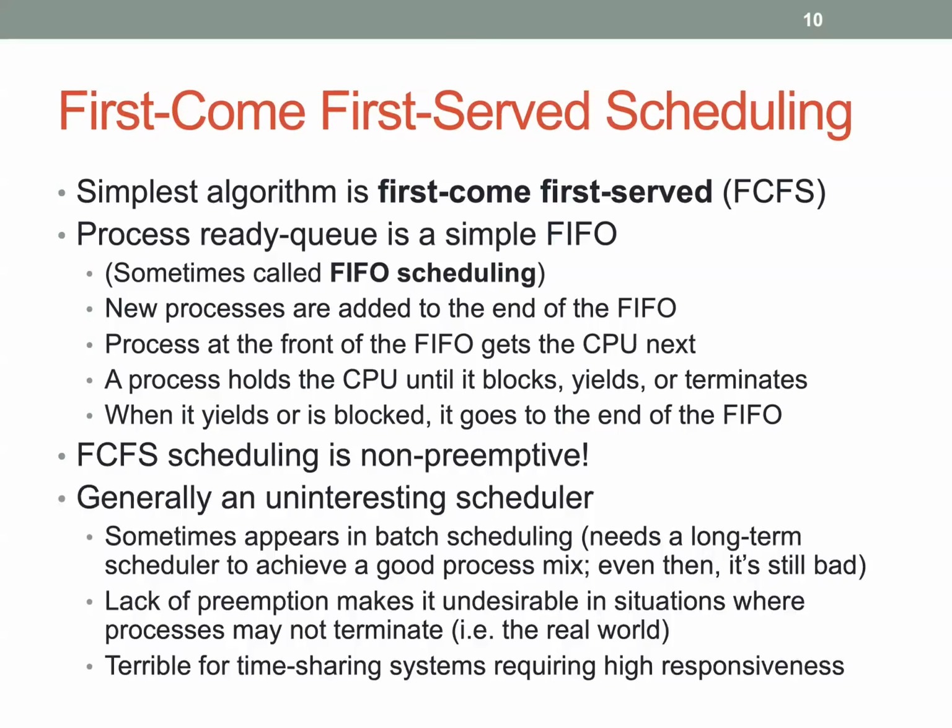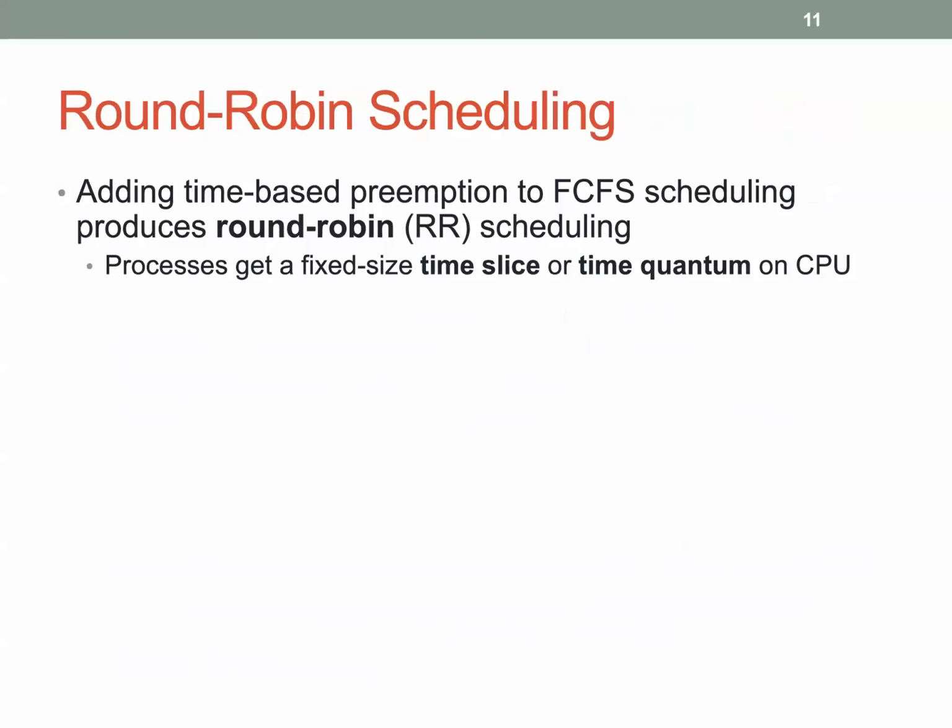You will sometimes see it in batch scheduling, but we have so few batch processing systems anymore that you see it exceedingly rarely. Now, what's interesting about this is if you add one simple ingredient, which is time-based preemption. So now we give every process a fixed amount of time to run on the CPU before they have to relinquish it. Now you have what we call round-robin scheduling.